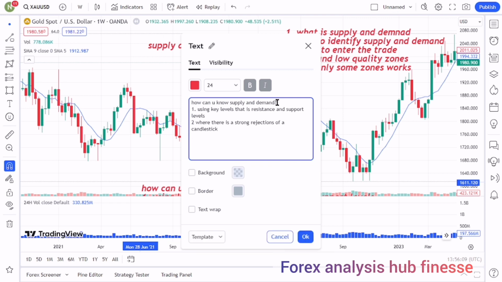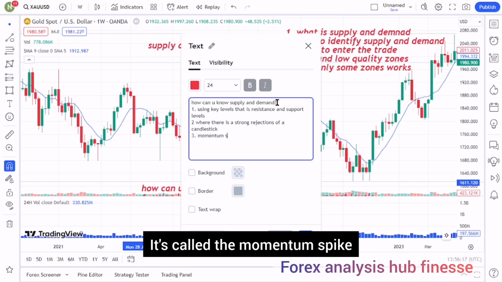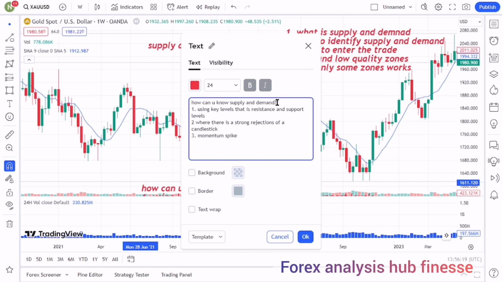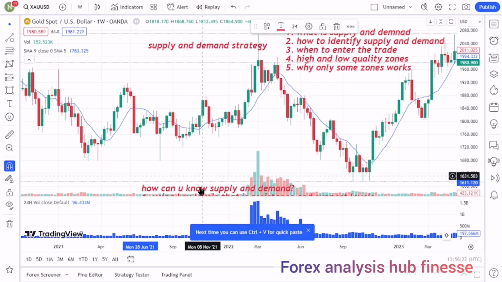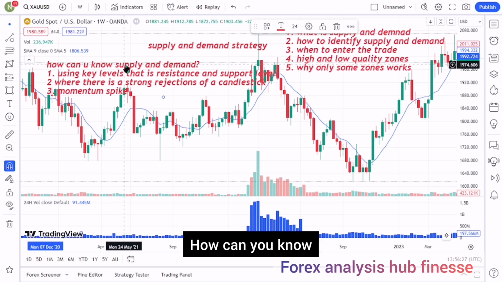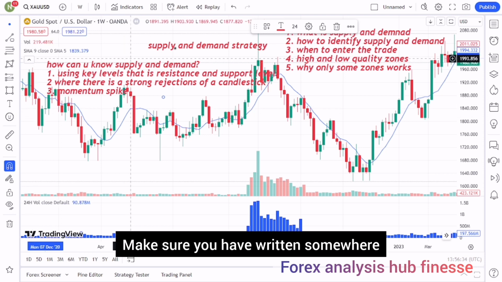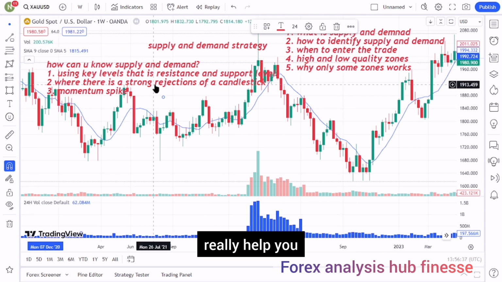The third thing that will help you identify where the supply is, is the momentum, called the momentum spike. This is how you can know if it is a supply or a demand. These are the key points. Make sure you have written them somewhere, because they will really help you.